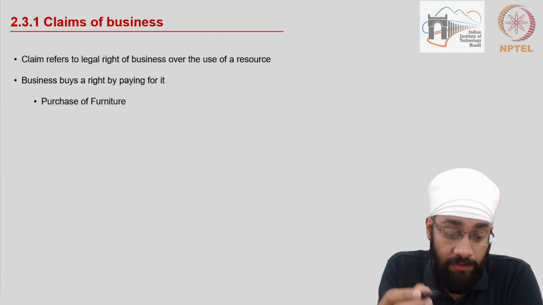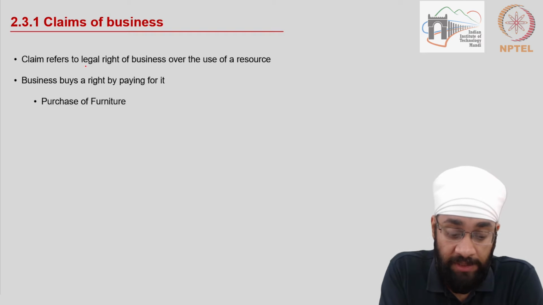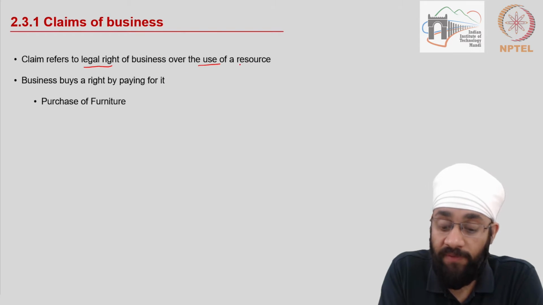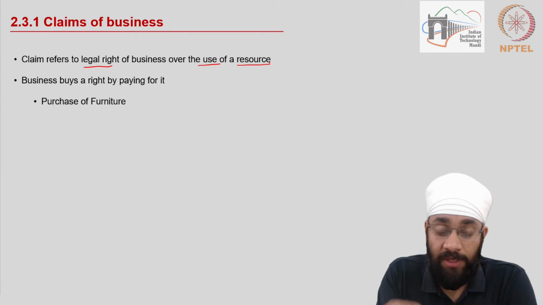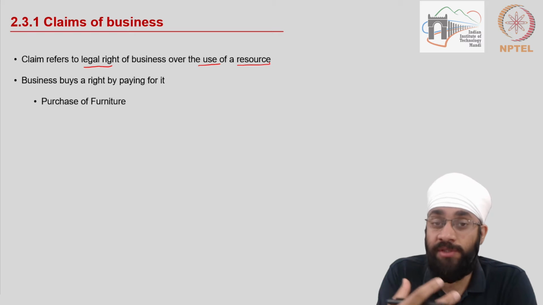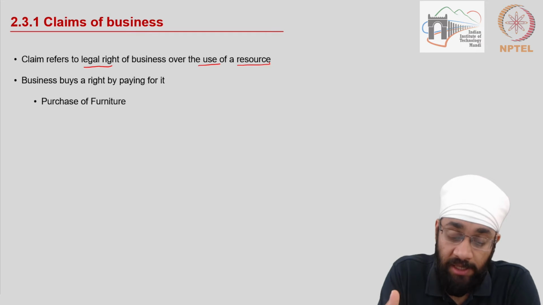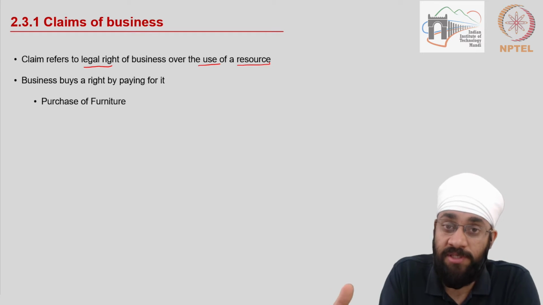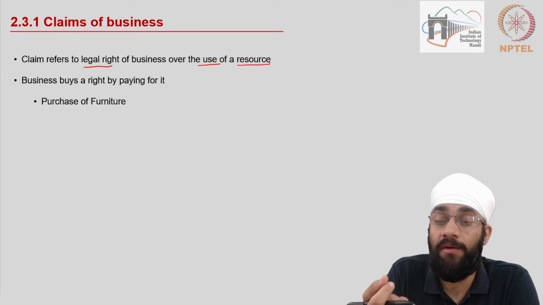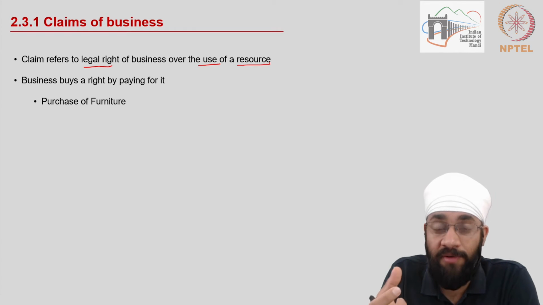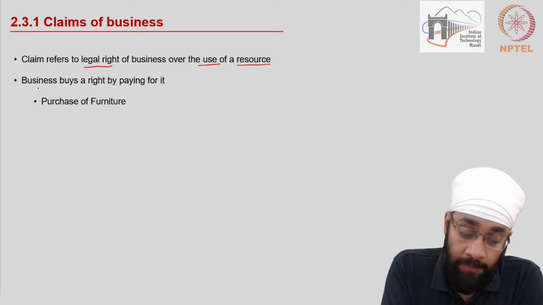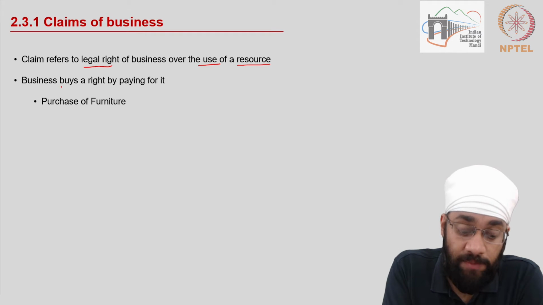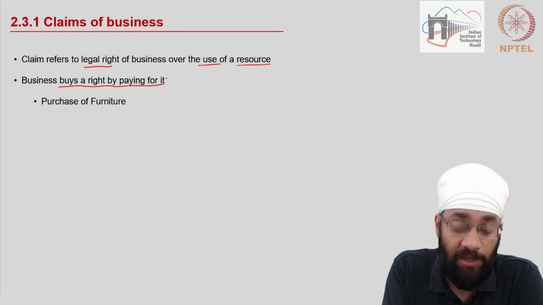The claim now refers to legal right of business over the use of a resource. Now we need to understand this very clearly because I'm going to use this logic, this reasoning when we analyze various business transactions and when we learn how to record the transactions in the books of accounts. So please pay attention here. Business buys a right by paying for it.